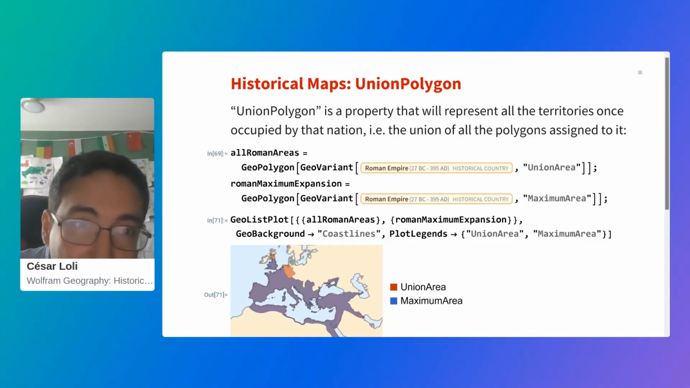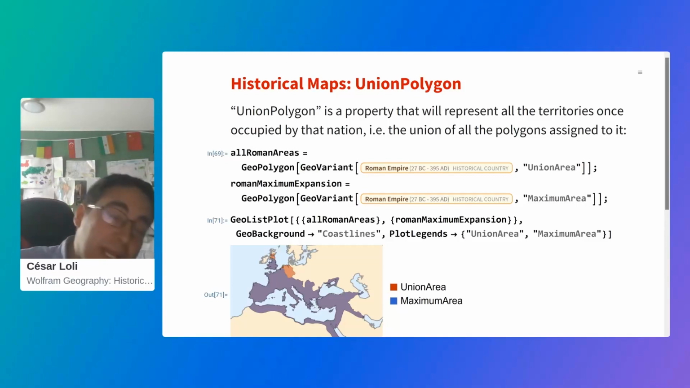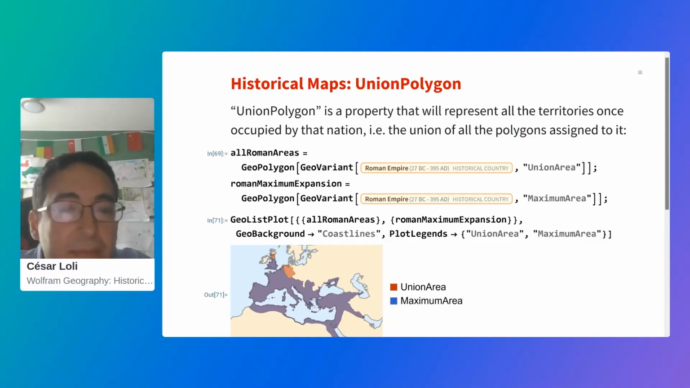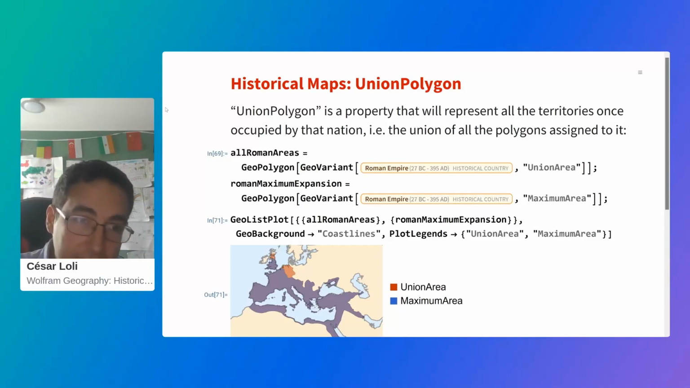Finally, with this historical map, the other way we can map a historical entity is to have a polygon that is, in essence, the union of all the polygons assigned to it. This can also be interpreted as all the areas that have at one time been covered by that entity. We can here, for instance, compare the difference between the maximum extent and the union of all polygons, the union area.